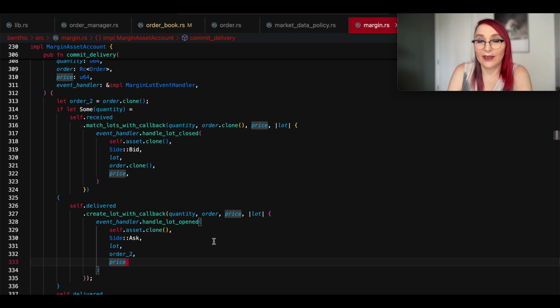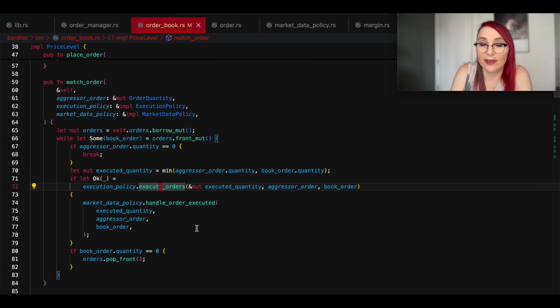And we can go back to our call side of this. So we're committing the delivery and received, and the next thing that happens is, okay, we just finished. So we go back to our order book. The next thing we're going to do is use the market data policy to tell it that we have executed something. Handle order executed. So now we go to the market data policy and tell it, hey, there was an order that was executed. And the market data policy can publish it back to the users who subscribed to this market data.